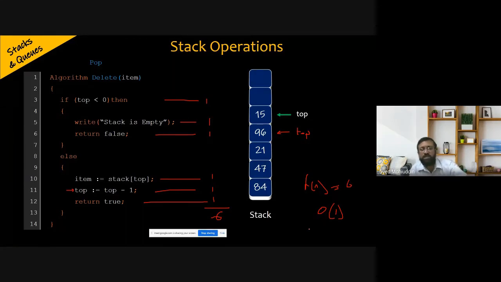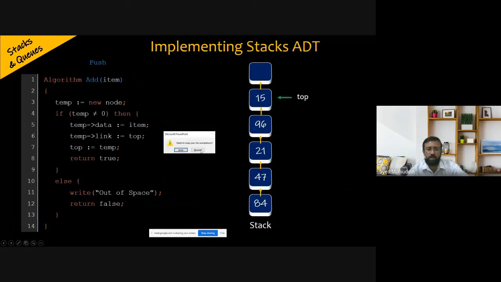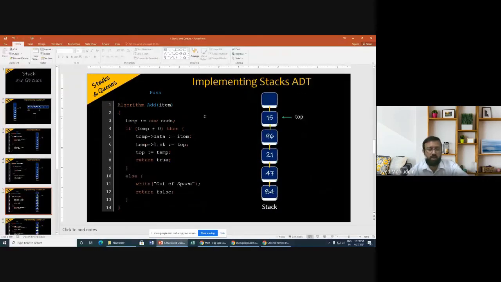Now we have seen these two operations of the stack when the stack uses arrays. Now we can represent stacks also in terms of linked lists.